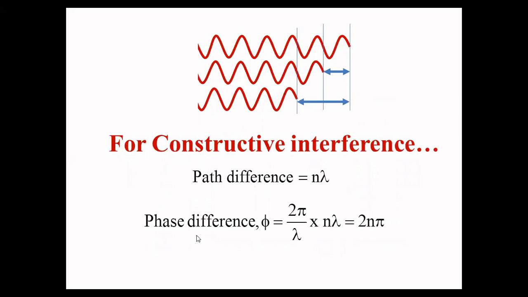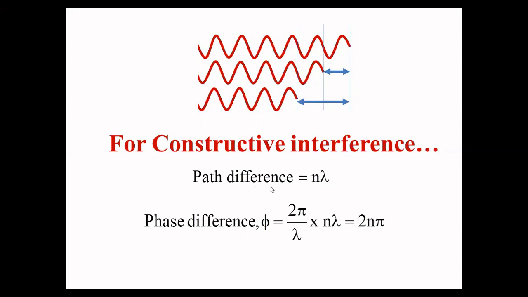You can use a formula again. Phase difference phi is equal to 2 pi by lambda into path difference. Path difference is n lambda. So lambda and lambda get cancelled. It is 2n pi. N equal to 0 corresponds to 0 pi or 0. N equal to 1 corresponds to 2 pi. N equal to 2 corresponds to 4 pi. So this is the condition for constructive interference.